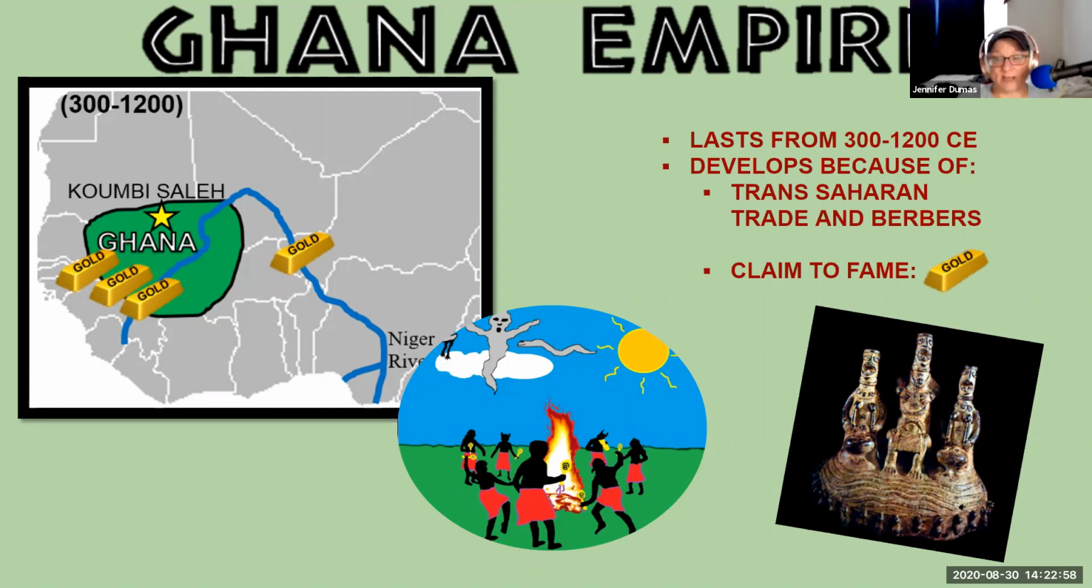Now, Ghana is important because it is the first major West African kingdom, lasts from about 300 to 1200, and it does develop as a direct result of this Trans-Saharan Trade Route. And the reason that it becomes so valuable is because of the resources that Mr. Breen previously pointed out: salt and gold. Now, everybody knows why gold is valuable. All right. It's bullion, it's hard currency. I wish I had a bunch of it right now. But why is salt so valuable, especially between 300 and 1200?